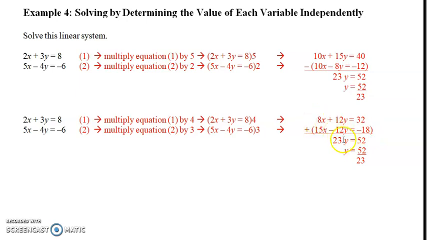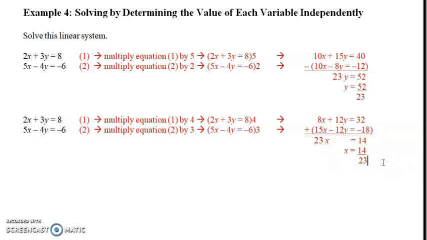So we'll add these together, and this time we get 23x, 8x plus 15x, and 12y plus a negative 12y is gone, and 32 plus negative 18 would give us 14. So we end up this time with 14 23rds. And that's for x, not y, obviously.